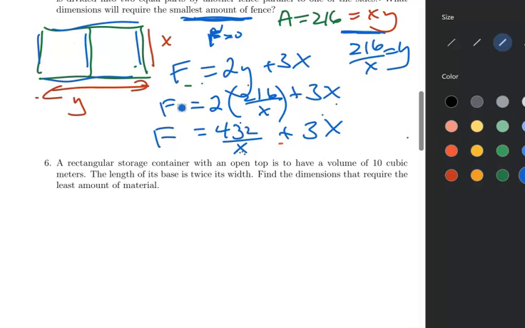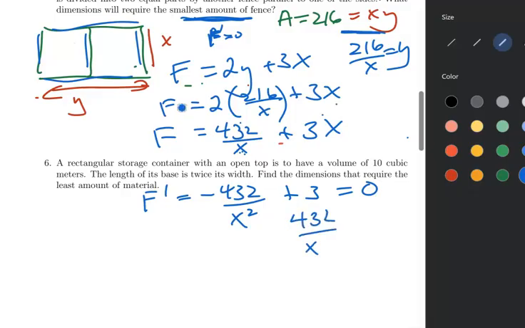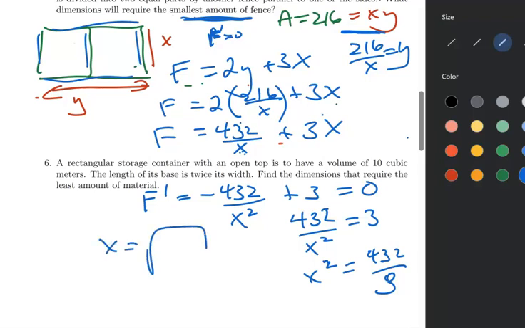So you know this is like x to the negative 1, right? So taking the derivative, I'd get negative 432 over x squared plus a 3. Then I'm going to set that equal to 0. So I get 432 over x squared is equal to 3. So x squared is equal to 432 over 3. So just a totally ugly number, right? So x is equal to the square root of 432 over 3. That's the x.